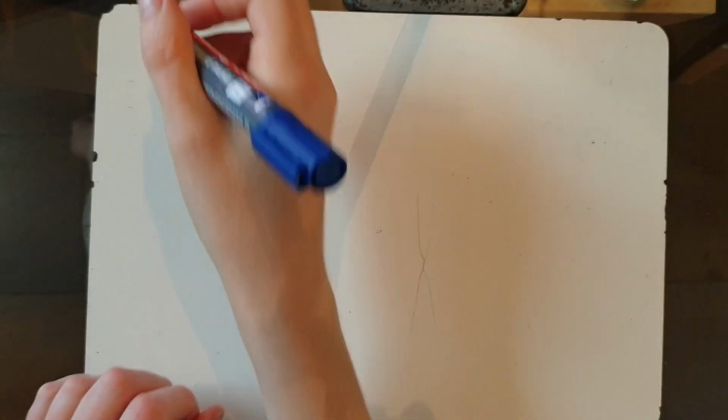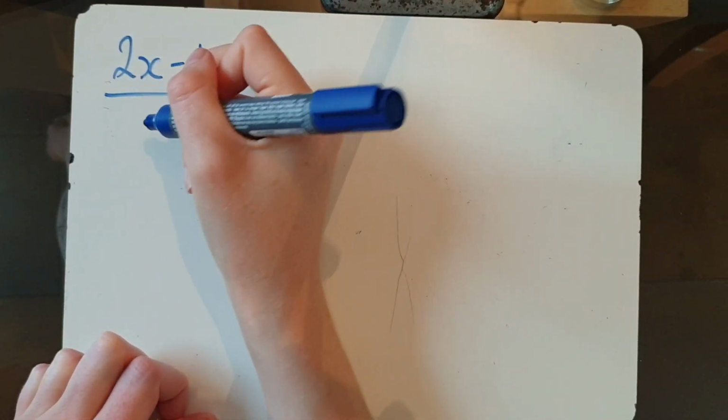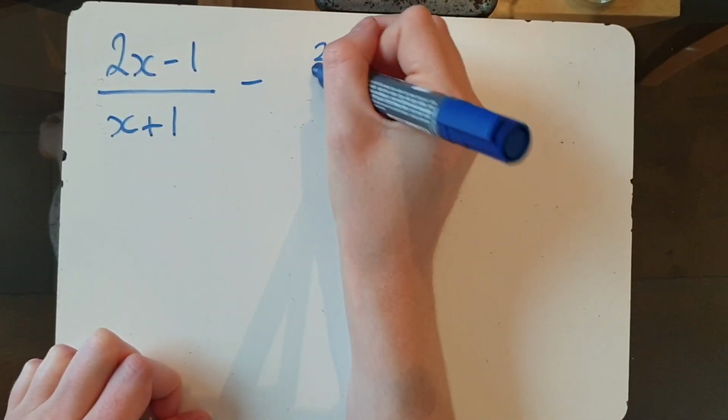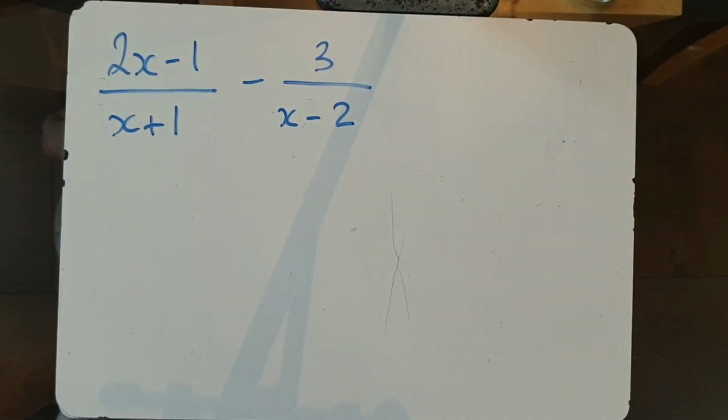Okay, so our next example, (2x minus 1) over (x plus 1) minus 3 over (x minus 2), and we want to write this as a single fraction.